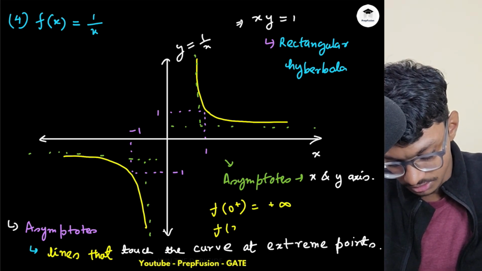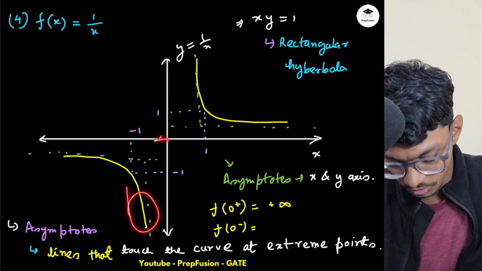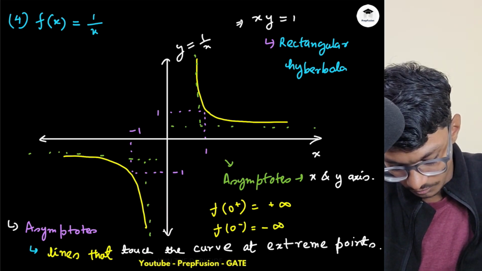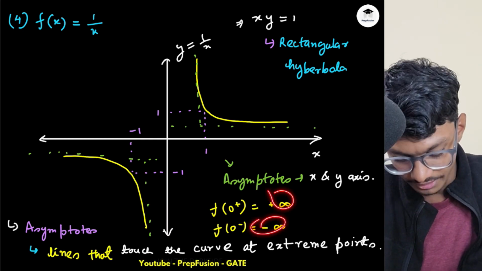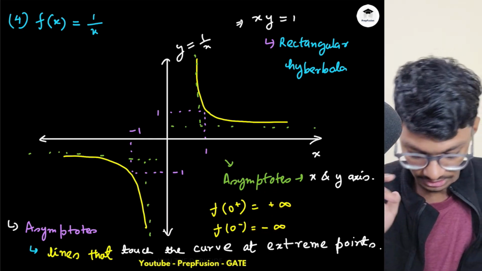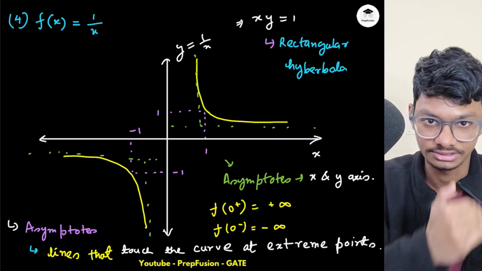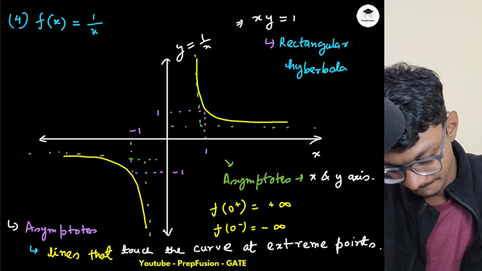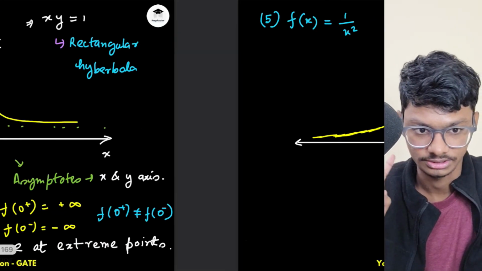Now just before 0, this is going towards negative infinity. Negative infinity and positive infinity, so these two are not equal. What does this signify? We'll understand it in the limits chapter. So f of 0 plus is not equal to f of 0 minus.